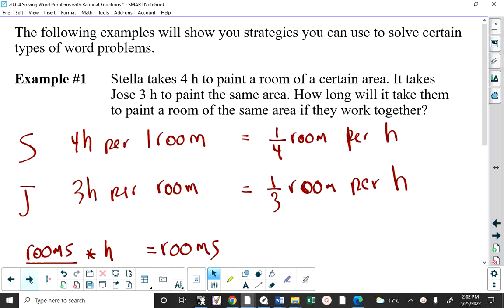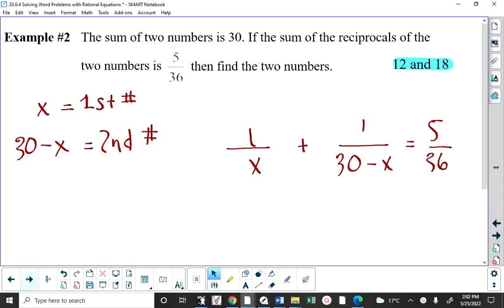The shared task kind of problem, which I gave you an out at the end, which says you take the product of the two numbers divided by the sum of the two numbers, and that will give you the time it takes both people to do the job. It's a very valuable thing to remember. We looked at a type of problem where you have two numbers and you're told the relationship between those numbers. That's a classic kind of question.